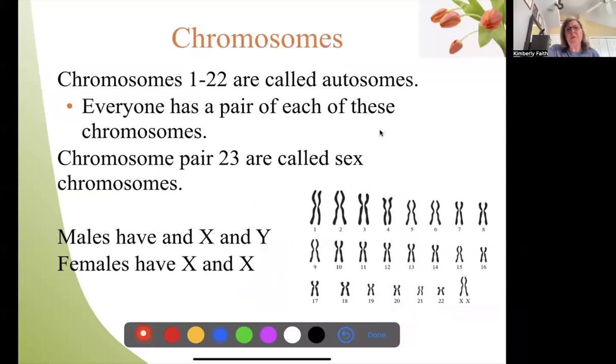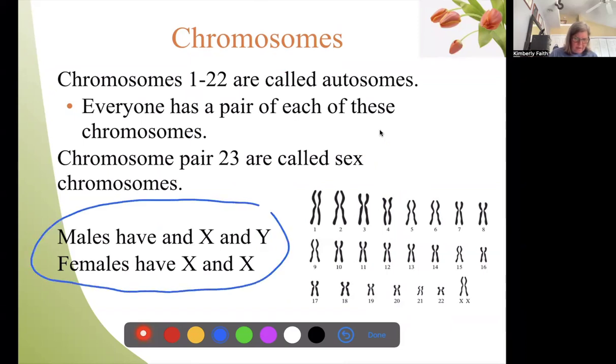Now, chromosomes 1 through 22 are referred to as autosomes, and again, we all have a pair of these, right? One from mom, one from dad. The big difference is the sex chromosomes: males have X, Y, and biological females have an X and an X, and this determines whether you are biological male or female.